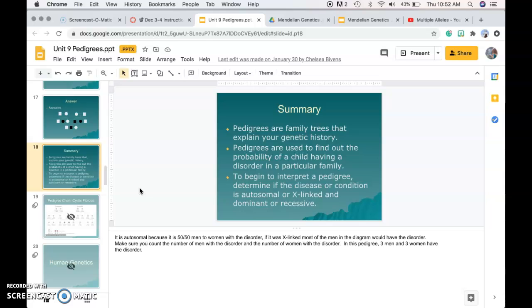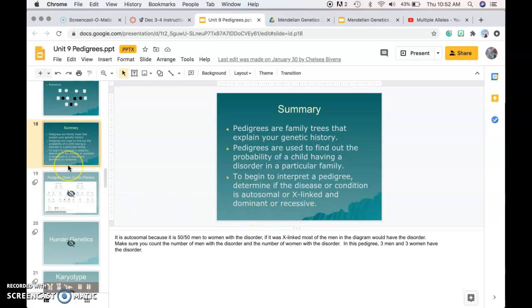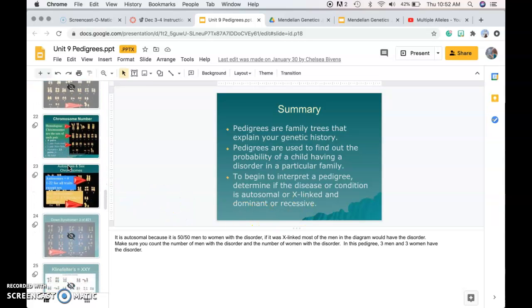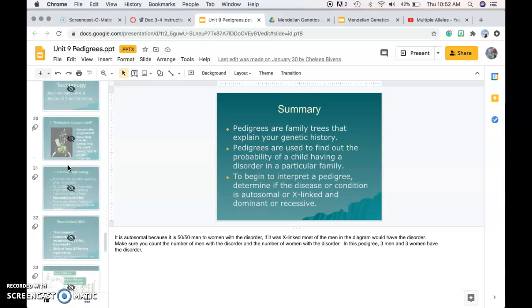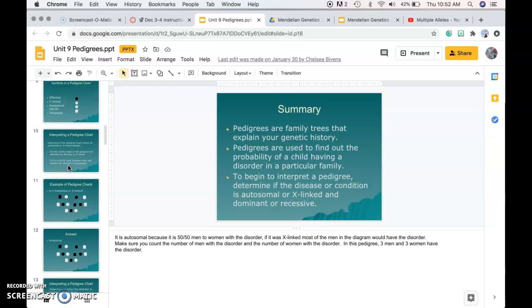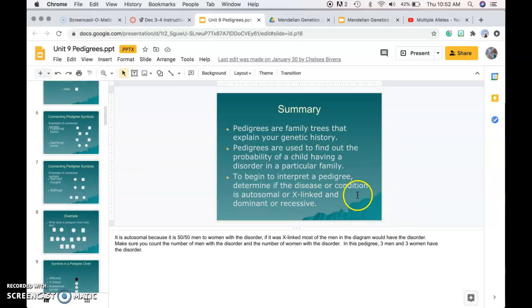So in summary, pedigrees are family trees that explain your genetic history. Pedigrees are used to find out the probability of a child having a disorder in a particular family. To begin to interpret a pedigree, you need to determine if the disease or condition is autosomal or X-linked, and then find out if it's dominant or recessive. All right, and that's all we're going over.